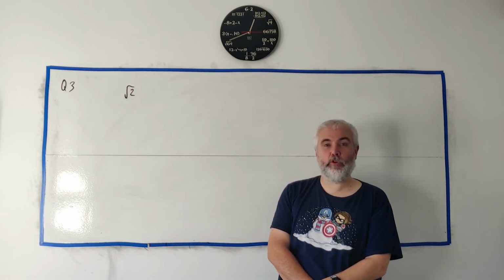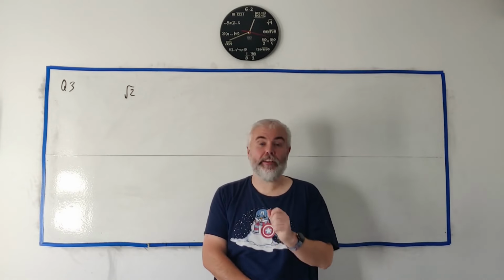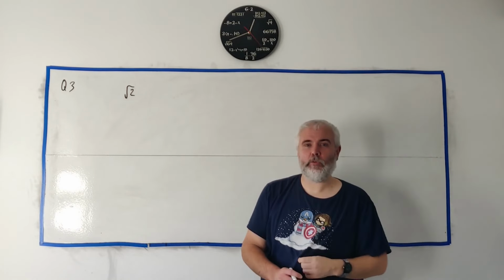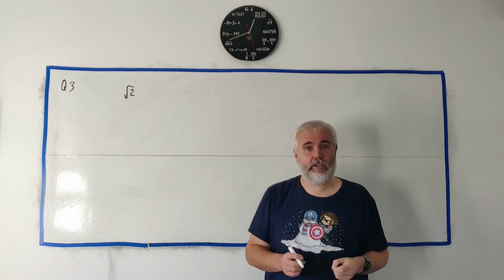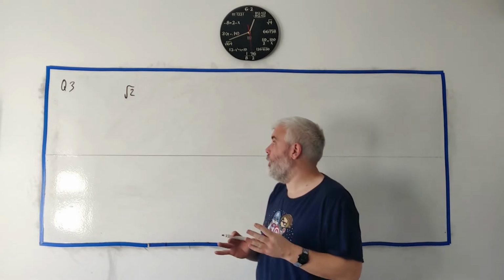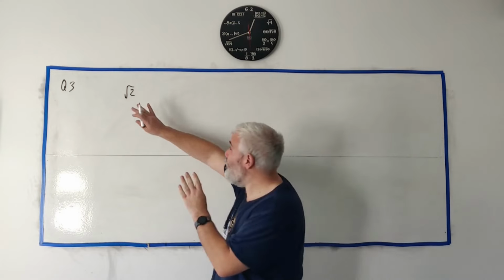We are asked to prove that the square root of 2 is not a rational number. To do that, we're going to make the assumption that it is a rational number. So let's talk about what a rational number is. Like I said, let's assume it is a rational number.